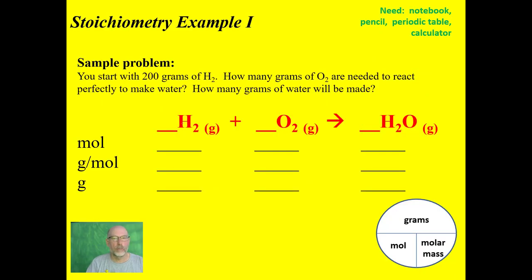Here's an introductory problem. I'm going to show you a way to do these that a teacher taught me a long, long time ago, and this method is really, really slick. So we have this reaction, hydrogen plus oxygen making water, and you remember that when we balance this, it's a 2 to 1 to 2 mole to mole to mole ratio. In this problem, we start with 200 grams of hydrogen gas. So where would I put that? Moles is in this row, molar mass is here, grams is here. So 200 grams of hydrogen, there it is.